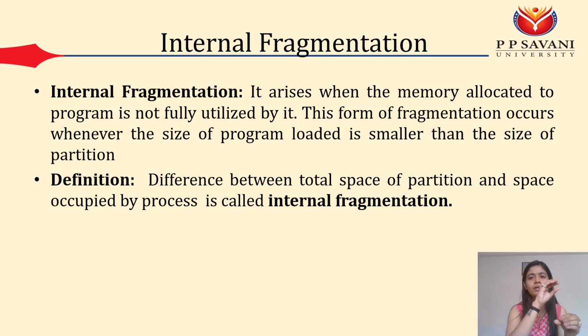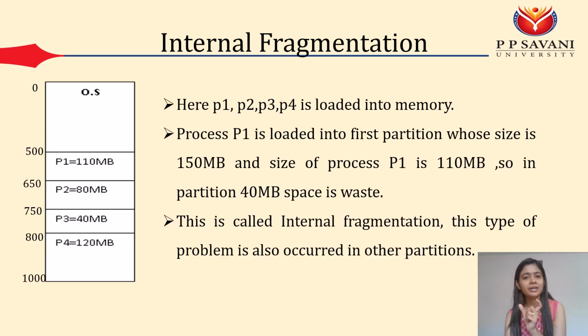The remaining 10 MB is going to be unutilized as long as that process is present in the operating system. That unutilized 10 MB fragment is called internal fragmentation. So the difference between the total space of the partition minus the space occupied by the process is called internal fragmentation. The size of the partition was 100 MB and the size of the process was 90 MB, so 100 minus 90 is equal to 10 MB. That 10 MB is called internal fragmentation.